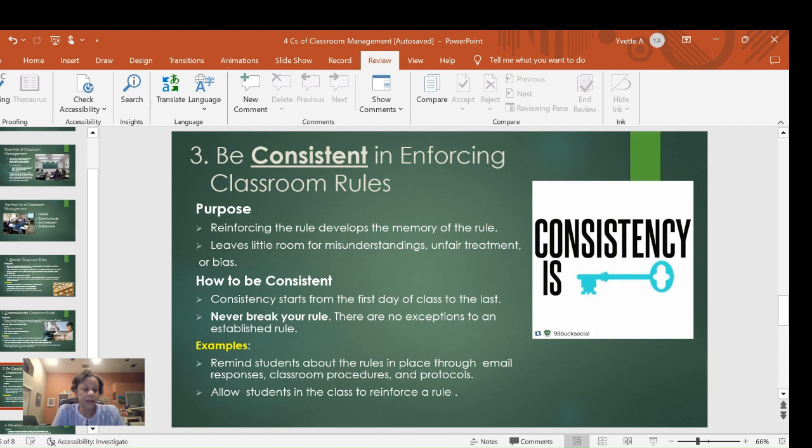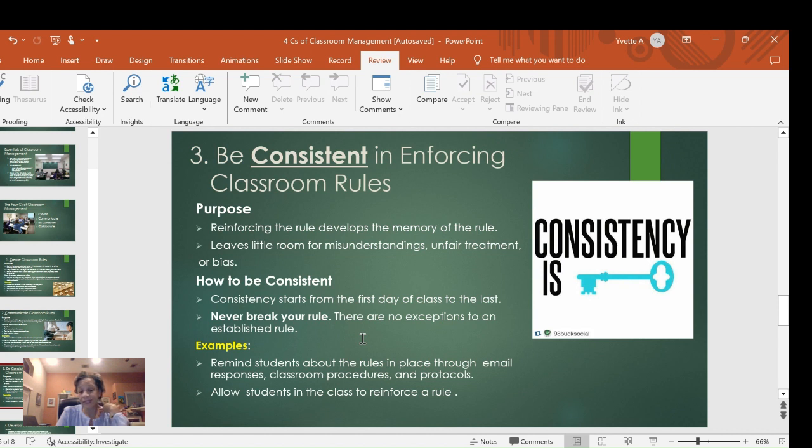So I'm reminding the students, and I allow students even in the class to reinforce the rule. Sometimes when a student turns something in, another student might say, well, you can't do that, the rule about being late, or the rule about having your notebook every day in class is part of being prepared. So students also fit right into reminding other students of the rule. So keep that in mind about being consistent.